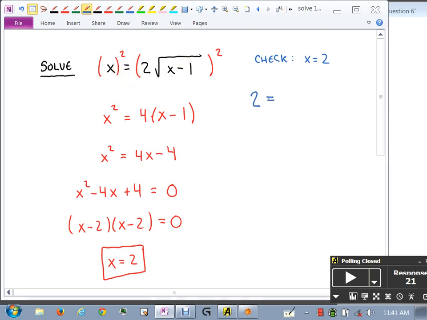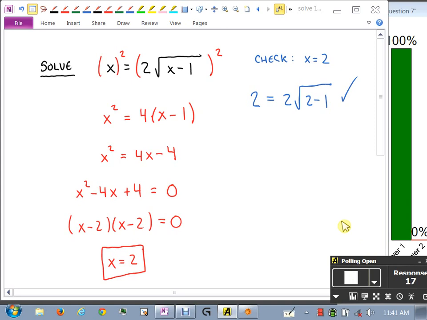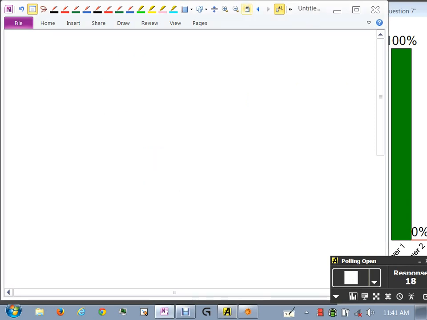Does that equal 2 root 2 minus 1? So I replaced all my x's with 2's. Is this true? Yes. Okay. Yay or nay on that? You can vote. I'll write the next one down while you're voting. Listen, you can say no, and then we can address it, but we need enough people to be off the same page for us to stop.